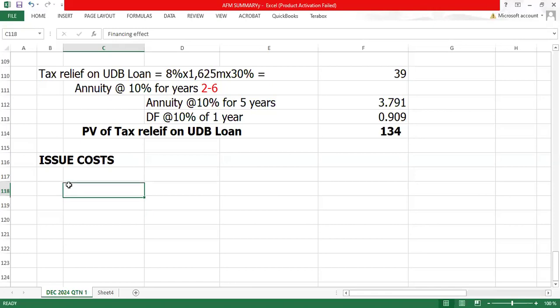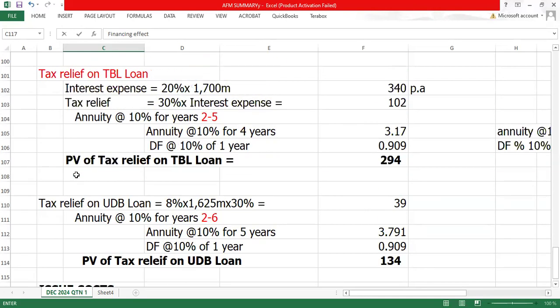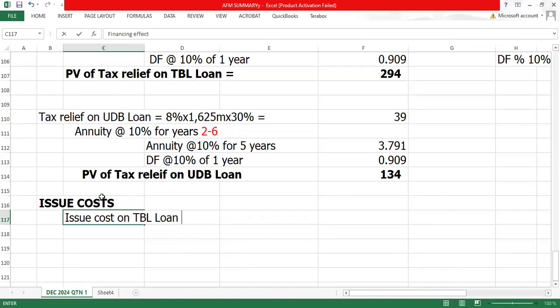Here I think students will tend to fail just because we forget. So issue cost on the TBL loan will be equal to, now I am giving you a shortcut, gross up first. How do you gross up?